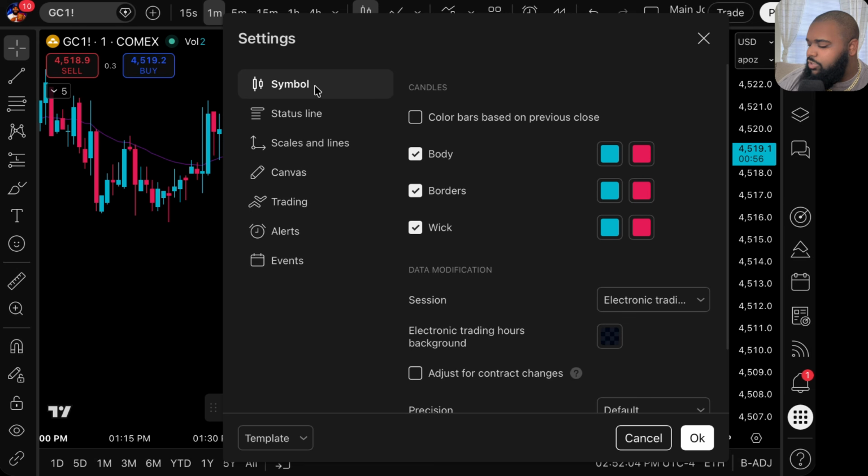If you guys want to change the color of your candles, you'll go to symbol and you can change the color of the body, the borders, which is the outside of the body, which is how you can get those hollow candles.